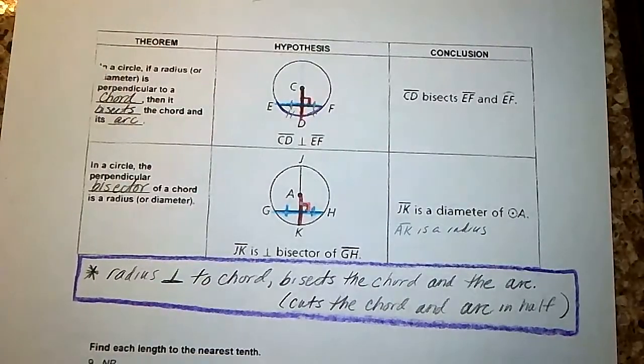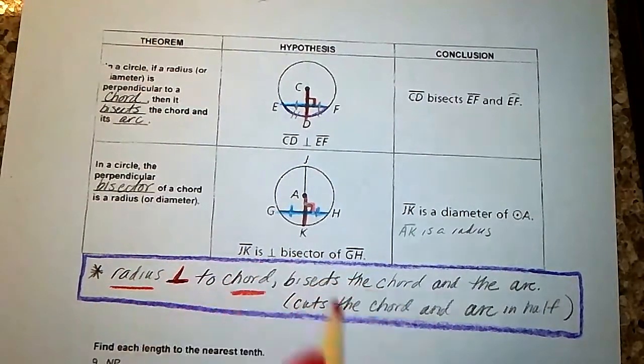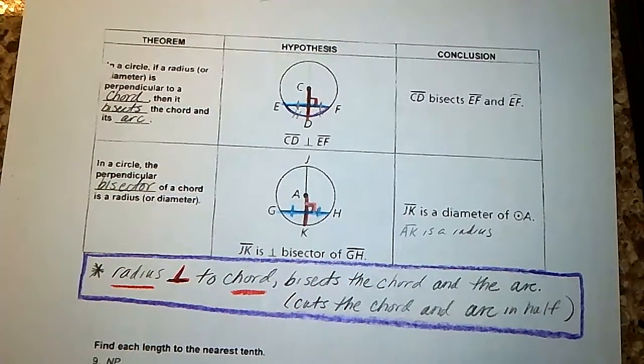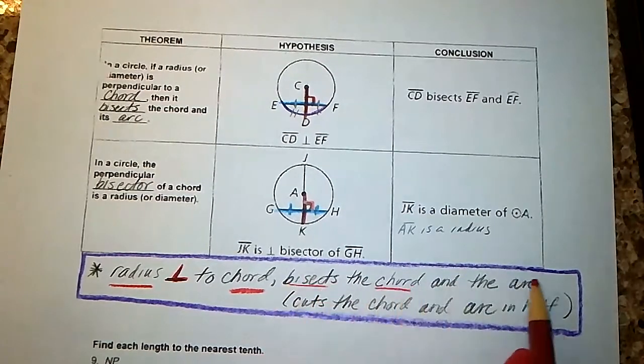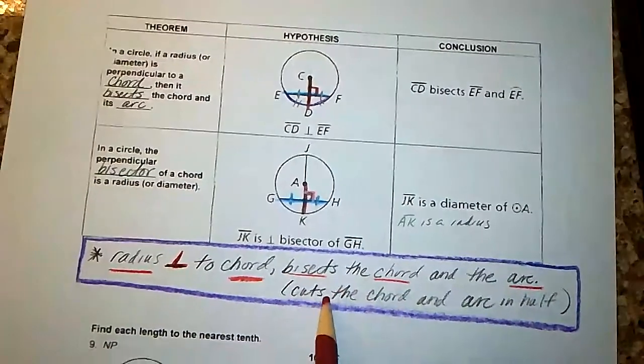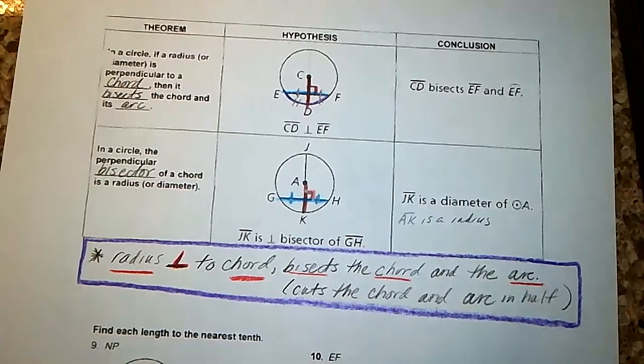Anytime you have a radius perpendicular to a chord, it is going to bisect the chord. So it bisects the chord and the arc. What that means is it cuts the chord and the arc in half. So let's take a look at these problems.